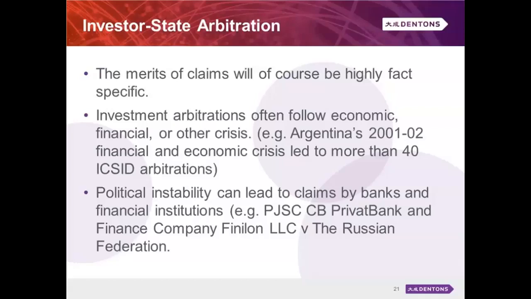We will discuss them in a moment, but one point to keep in mind is that in past experience we have seen that investment arbitrations, investor-state arbitrations, often follow economic or financial crisis. We have seen this in the example of Argentina in the early 2000s, when the economy crashed, it led in subsequent years to more than 40 arbitrations. As some of you probably know, claimant investors, those who were able to recover damages as a result of this crisis and losing their investments, are still in the process of enforcing their awards. We have also seen in the past that political instability can lead to claims by banks and financial institutions, and the crisis in the Russian Federation is one such example.